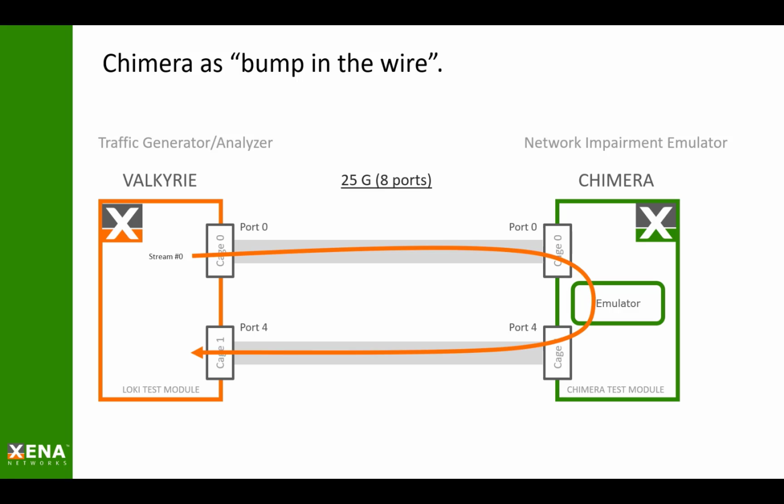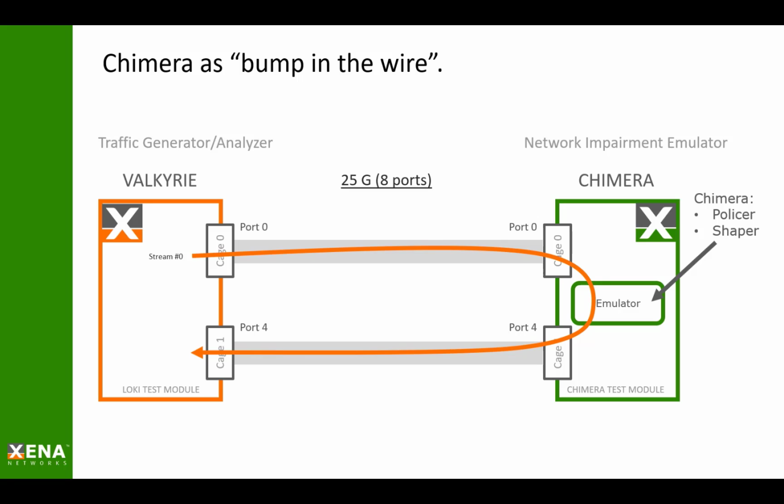In this setup, I will use the Loki traffic generator to generate a stream of Ethernet packets which will pass through Chimera, here acting as a bump in the wire, and then be looped back to Loki. We will see how Chimera can be used to control the bandwidth of the packet flow passing through.